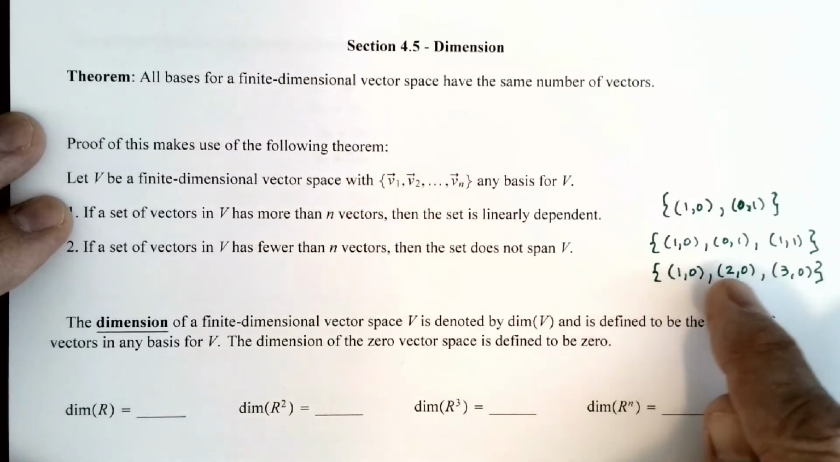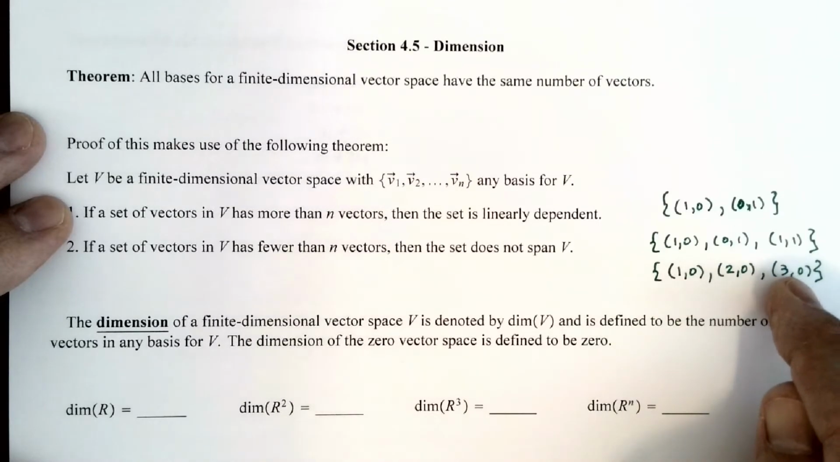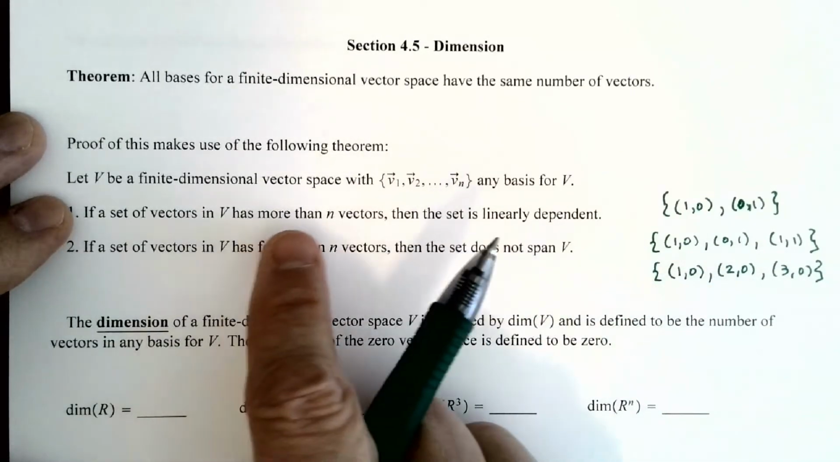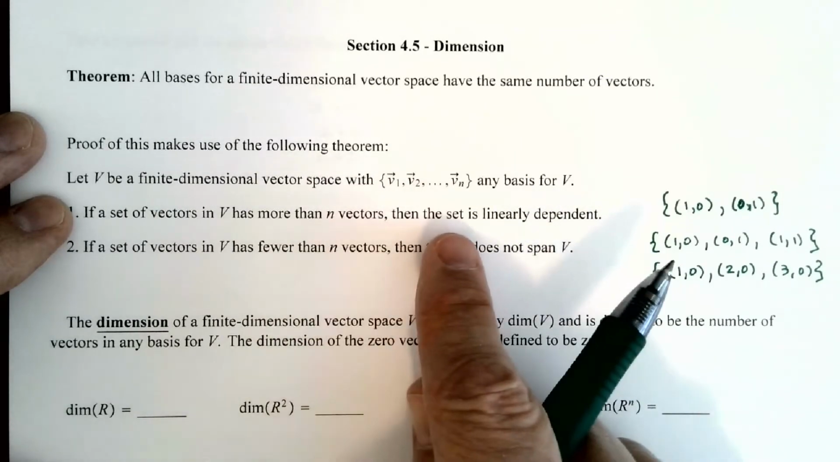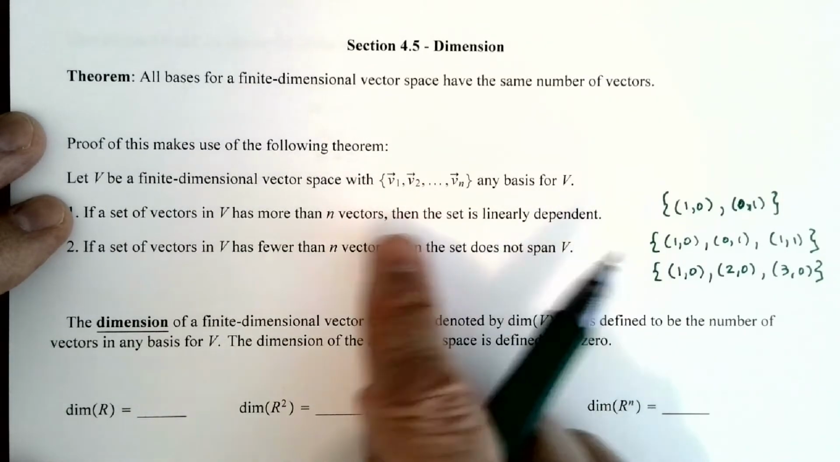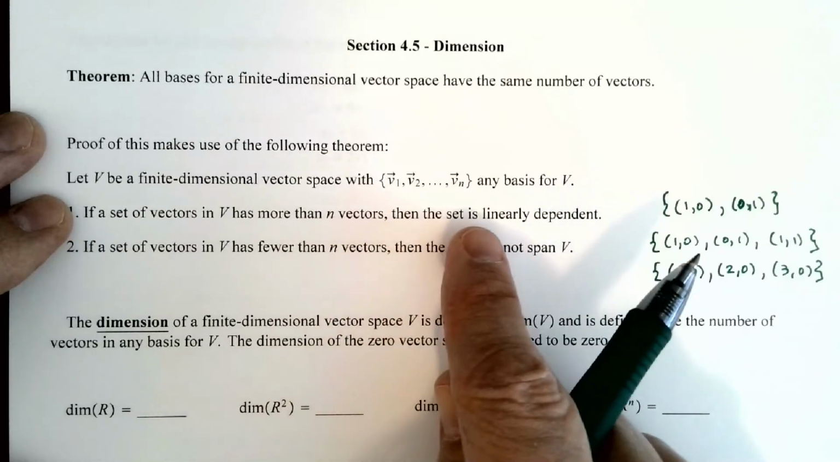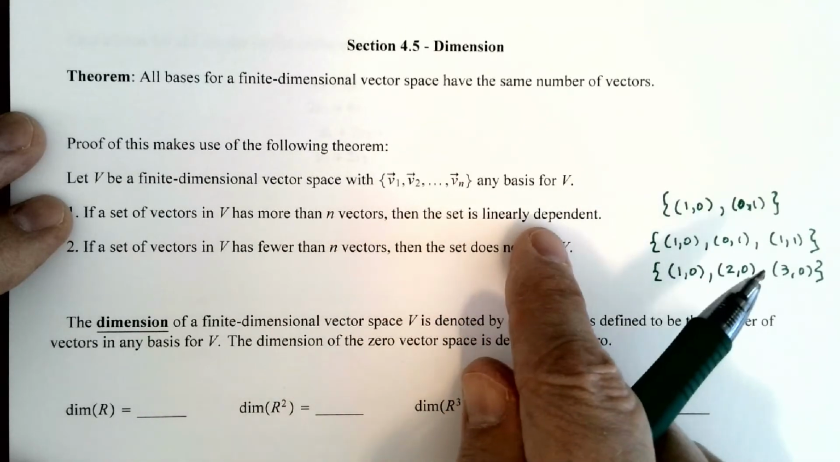2 times the first one gives me the second one. Same thing with the third one. 3 times the first vector gives me the third vector. So the point is that if we have a basis for a vector space with n vectors, and I have more than n vectors in the set, then the set must be linearly dependent.